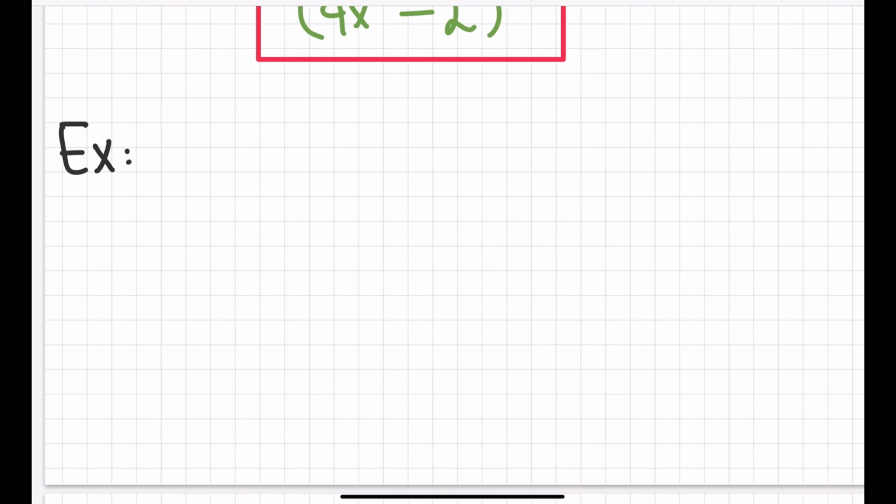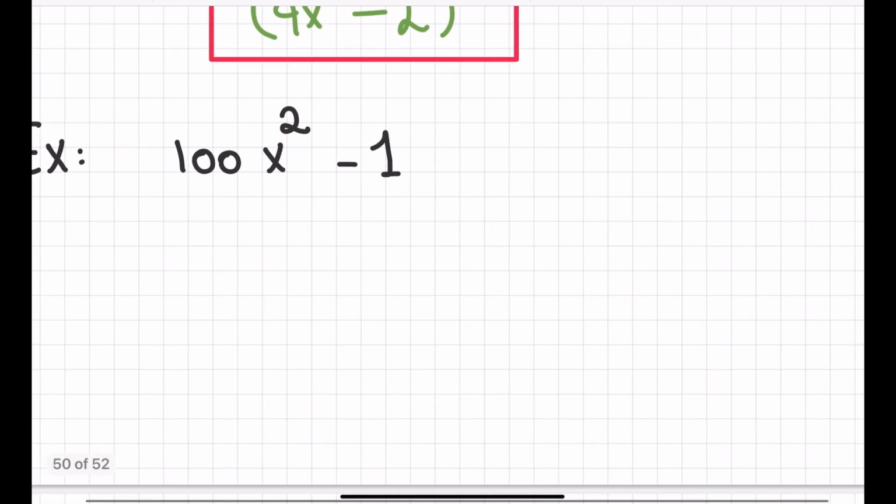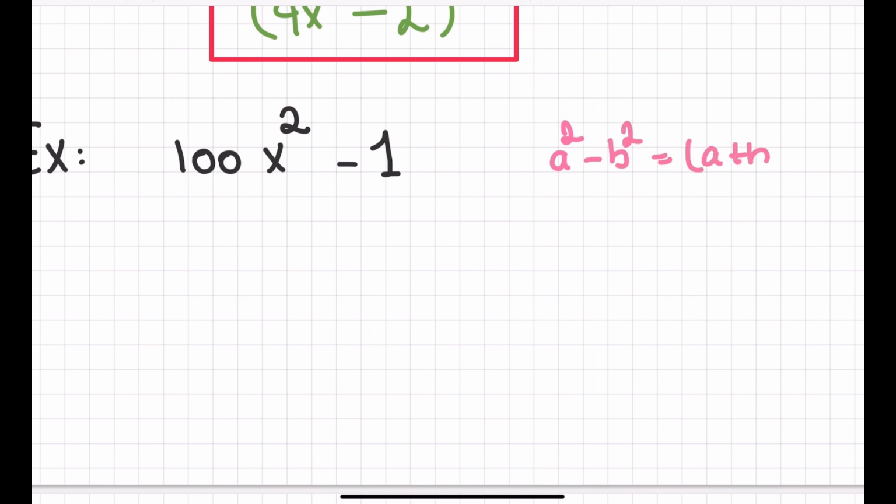So this example is 100x squared minus 1. The first thing you realize that you can see we have 2 terms here. So this could be a difference of squares, but first you need to make sure. What I always do, in the corner, I'm going to write down the formula for myself. So the formula here is a squared minus b squared equals a plus b, a minus b. What I have here is this form.